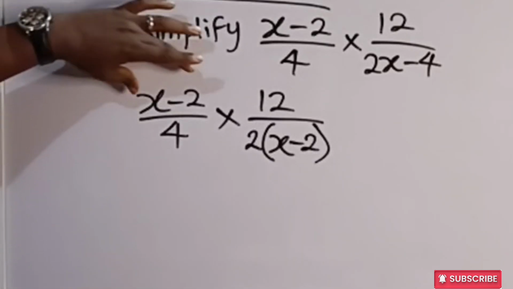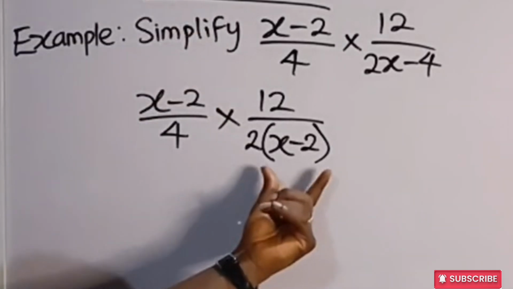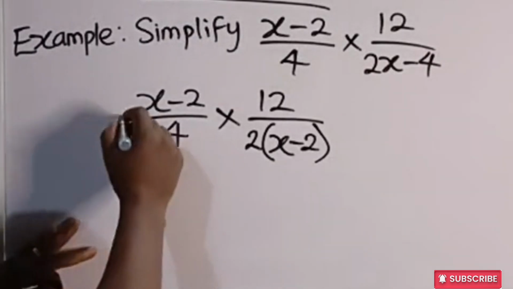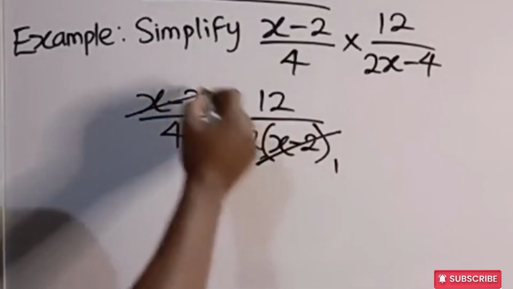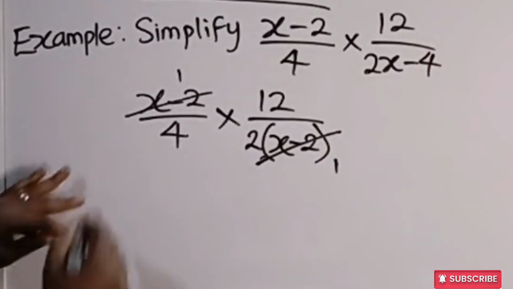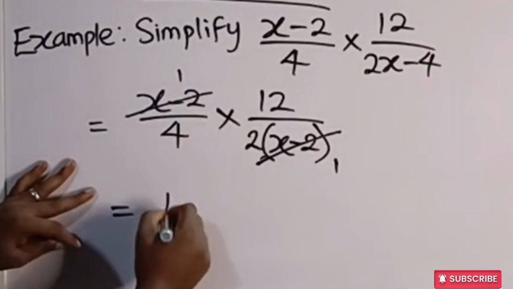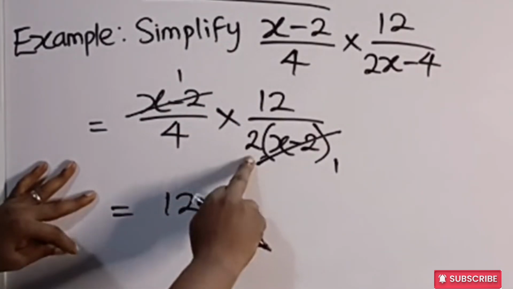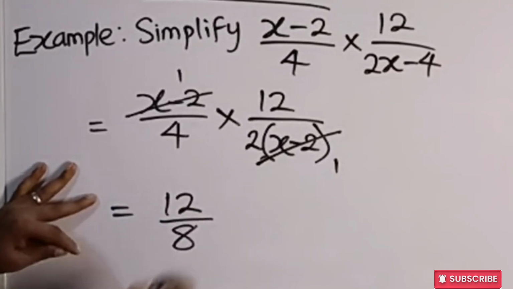Let's look at this. x minus 2, x minus 2. They are the same, so you can cancel them out. Right? Both situations will give you 1. So now we have 1 multiplied by 12 gives us 12. 4 multiplied by, here is 1 multiplied by 2, so we have 2. So 4 multiplied by 2 gives you 8.